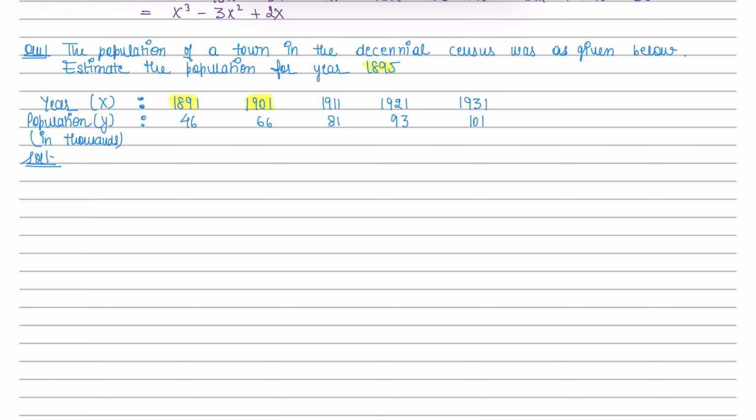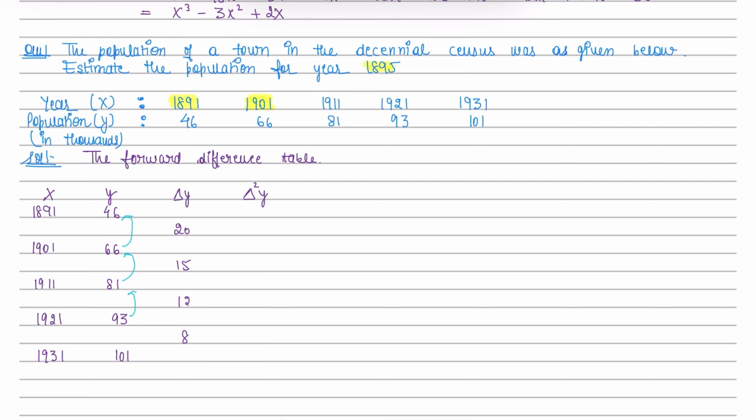Therefore, we have to use Newton's forward difference table only. Starting with the forward difference table, the first forward difference will be 66 minus 46, which will be 20, and the next forward difference will be 81 minus 66, which is 15, then 93 minus 81, which is 12, and in the last 101 minus 93, which is 8.